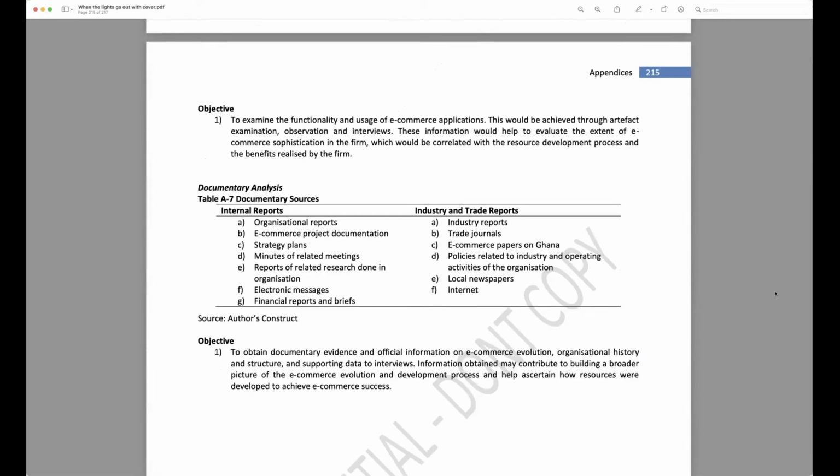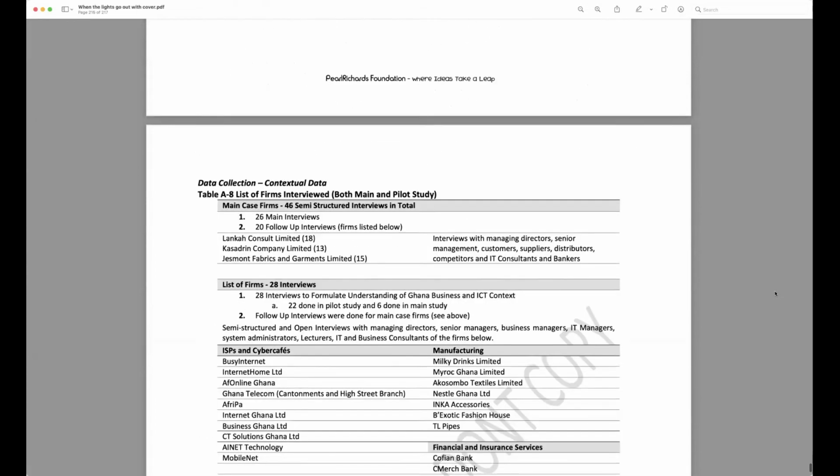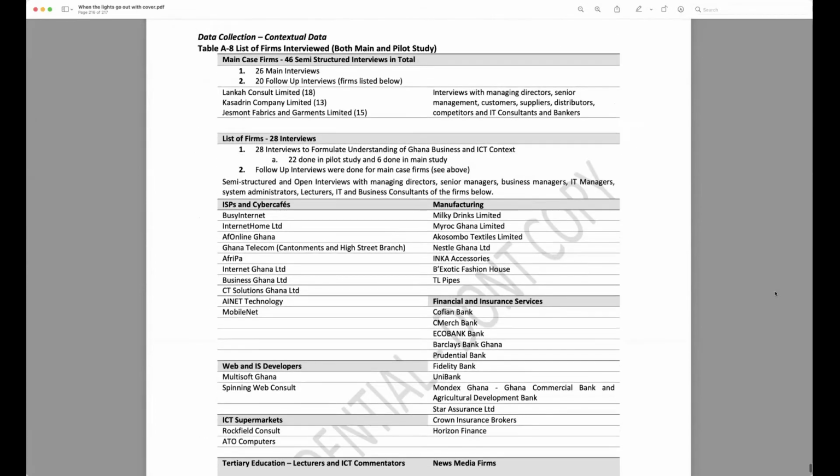The last part has to do with the documentary analysis. What kind of papers, what kind of documents was I looking for? I was looking for organizational reports, e-commerce documentation, minutes of related meetings, electronic messages, financial reports, industry reports, strategy reports. Okay, so that gives you an indication of what I did. Then I have my contextual data where I collected data from 26 main interviews, 20 follow-up interviews. After all, follow-up interviews are kind of snowball interviews. Then the organizations, how many were interviewed in each organization. Then the list of, then the case study, that's my pilot study.